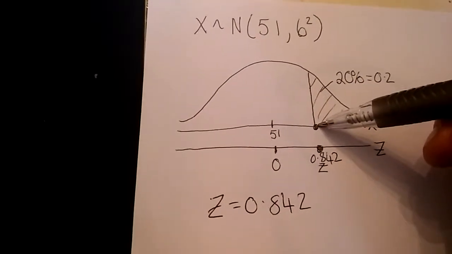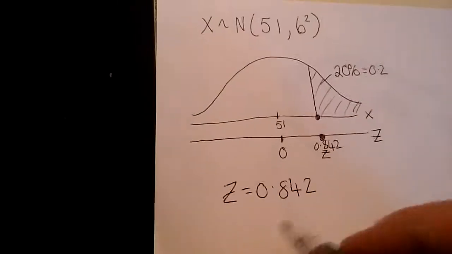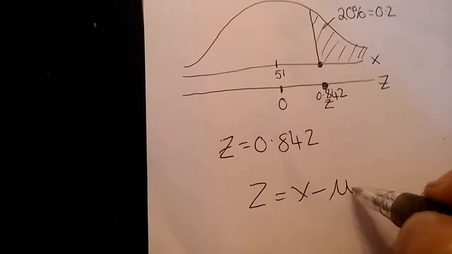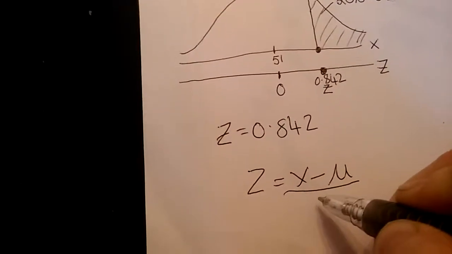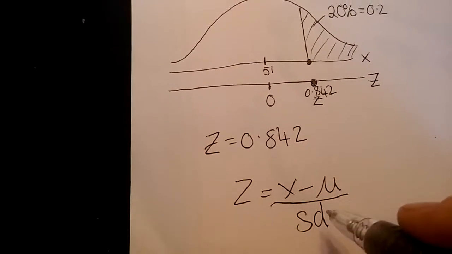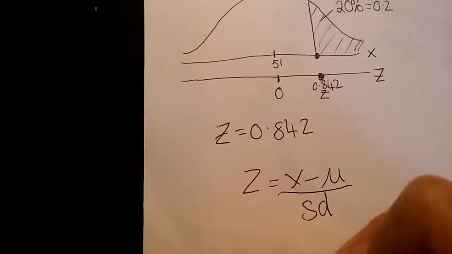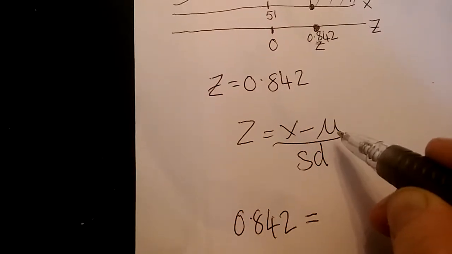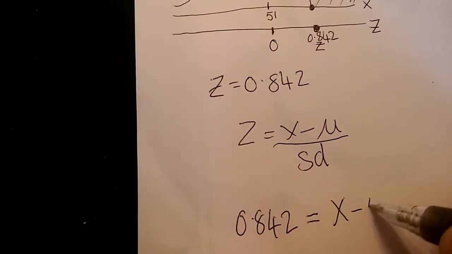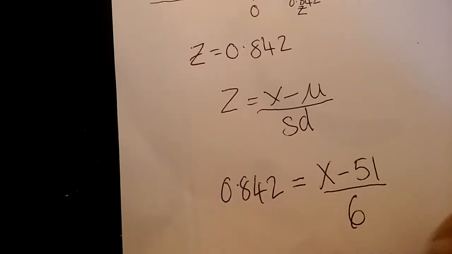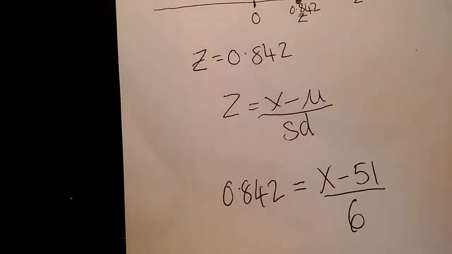We saw the formula for standardising. That was Z equals X minus mu, divided by our friendly standard deviation. So if I put in the values that I do know now, I know the Z, 0.842. I know that the mean for this distribution of X is 51, so I can write X minus 51, divided by the standard deviation, which is 6. Working all this back will give me the X value.